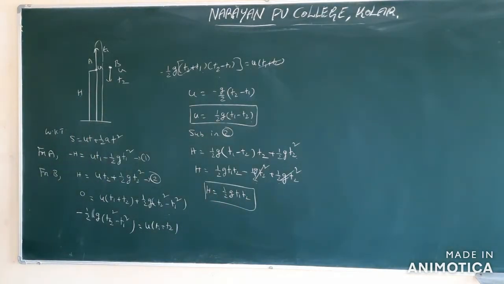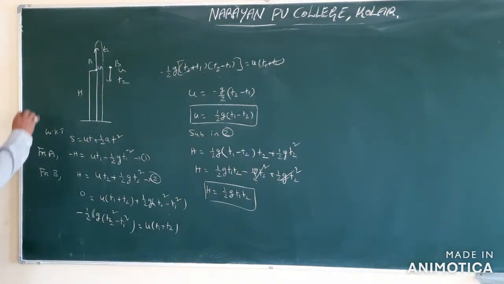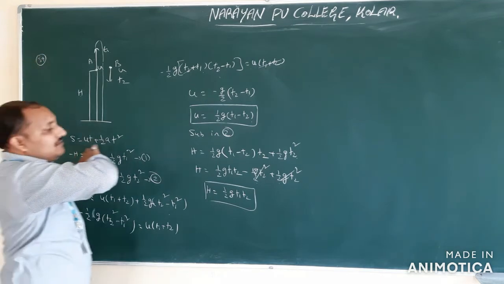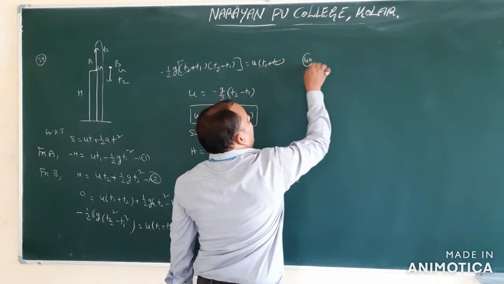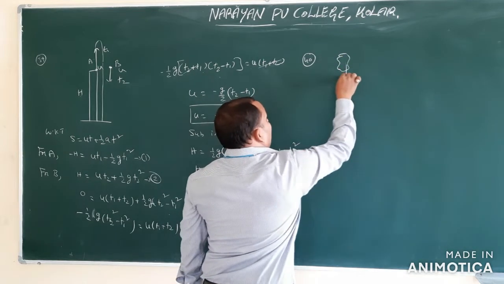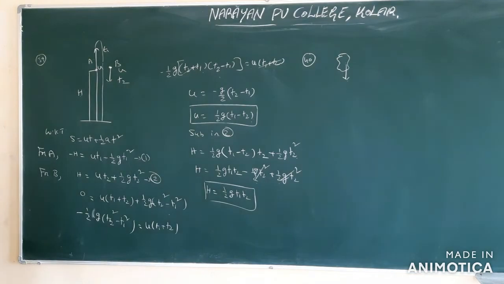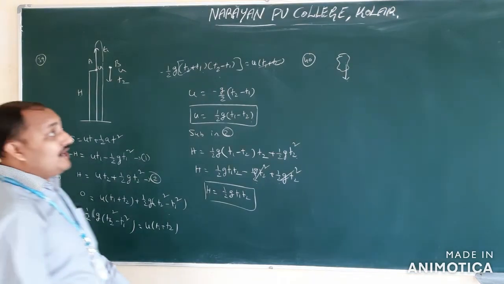Next one, question number 40. A packet is dropped from a balloon which is going upwards with a velocity of 30 meters per second. The velocity of the packet after 4 seconds will be? So from the balloon a packet is dropped, which is going upwards. Balloon is going upwards. This was question number 39, now this is question number 40 we are discussing.